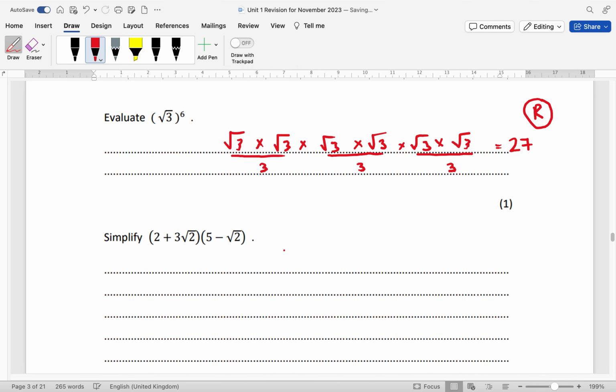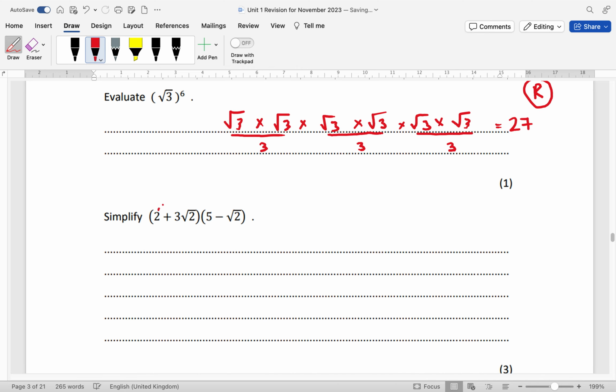Okay. This is FOIL, it's a number times a number. That's a number times square root of 3, or a number times a third. Minus 2 square root of 2. That's a number times a number of square roots, so 5 lots of 3 square roots, so it's plus 15 square roots of 3.